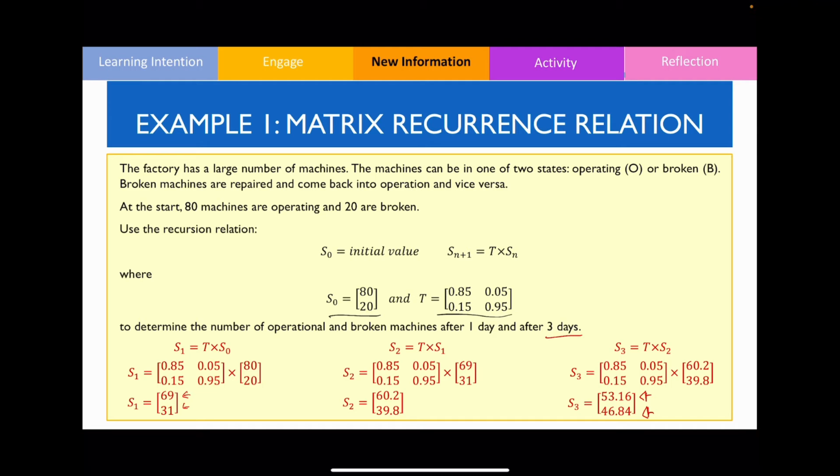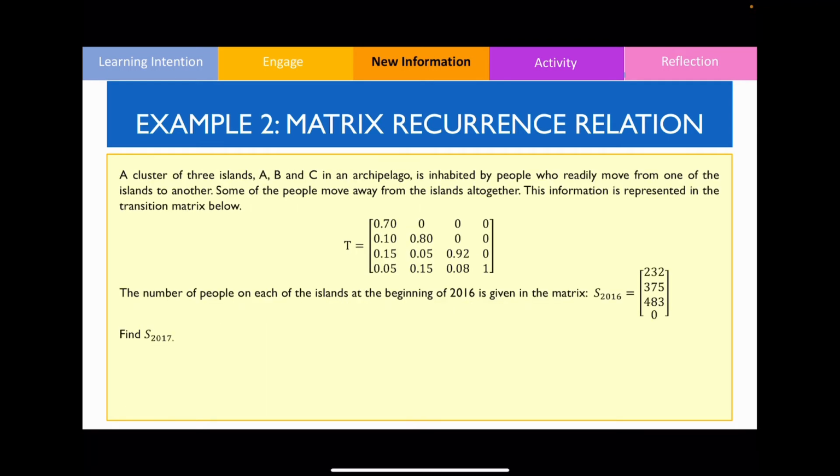Let's now look at another example. In this example, it reads that there's a cluster of 3 islands and it's inhabited by people who readily move from one of these islands to another. Some of the people move away from the islands altogether. This information is represented in the transition matrix below.